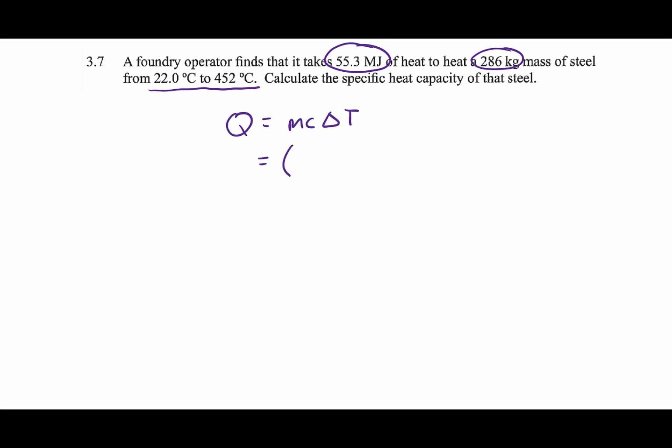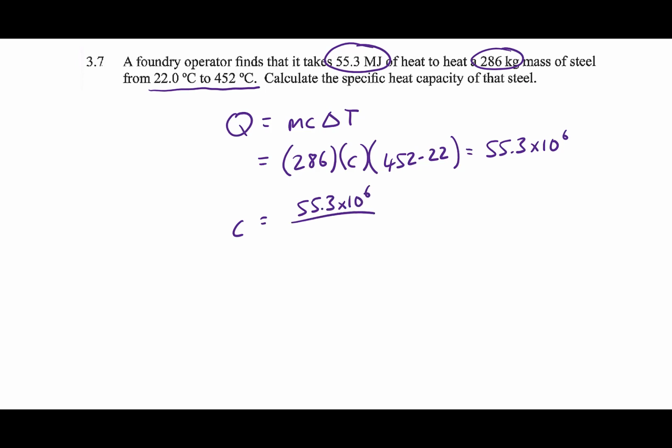I've been given the mass as 286. I need to find C, that's what I'm looking for. The change in temperature is going to be 452 take 22. That's going to end up being 430, and that's going to be equal to the 55.3 times 10 to the 6 because it's megajoules. I'm going to rearrange that. I'm going to get C is equal to 55.3 times 10 to the 6. I'm going to divide it by 286, and that's 430.